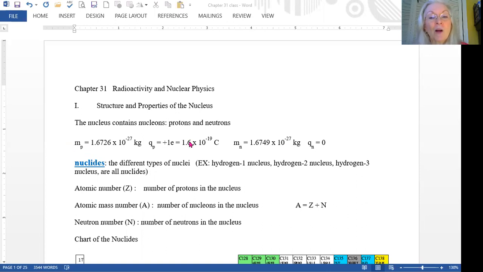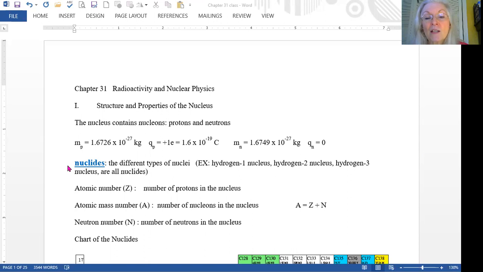You don't need to memorize these numbers. You'll have a table you can look up the masses when the time comes. Nuclides are the different types of nuclei. You maybe have thought of them as isotopes. That's certainly an appropriate name. But in nuclear physics, we discuss them as being nuclides.